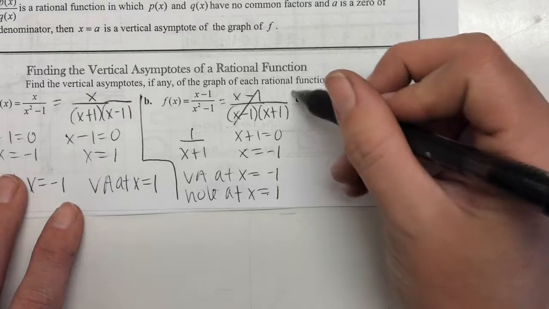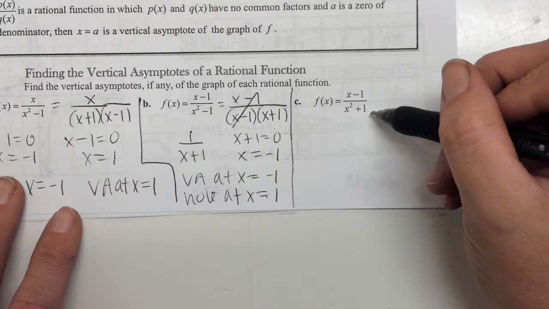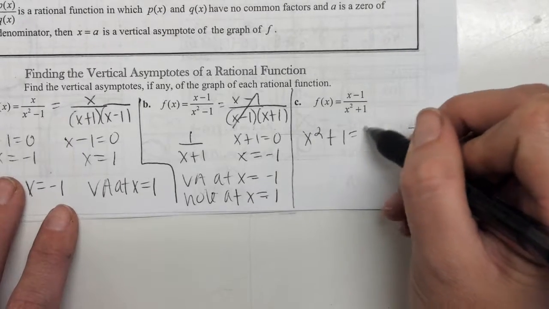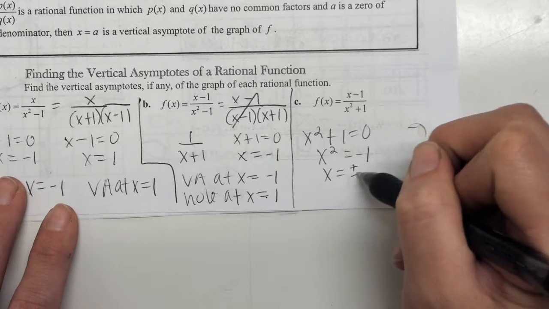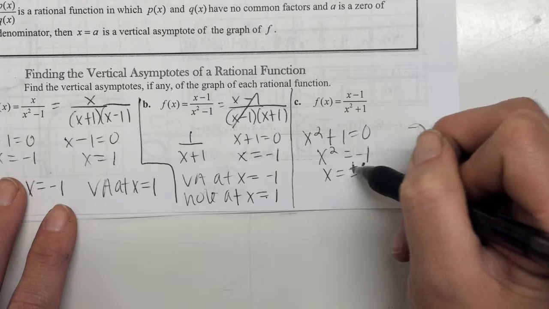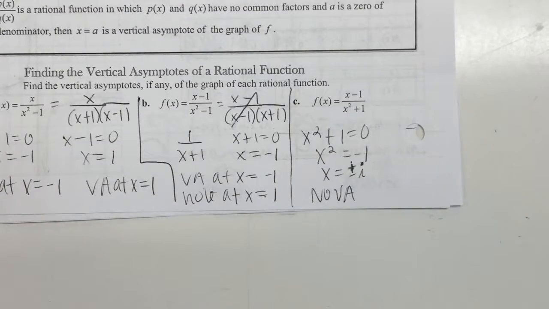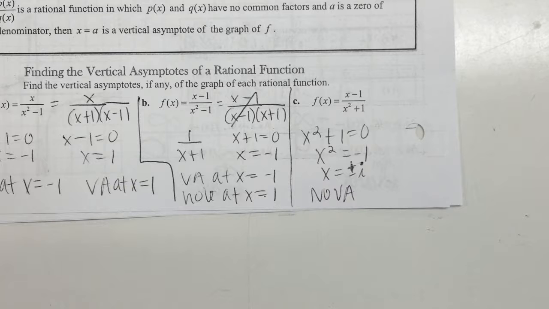This last one, I cannot factor the bottom because it's not difference of squares, it's sum of squares. But I can set it equal to 0. And I can see that x is going to be plus or minus i. So in this one, I have no vertical asymptote. No vertical asymptote. Because again, your domain's talking about real numbers.